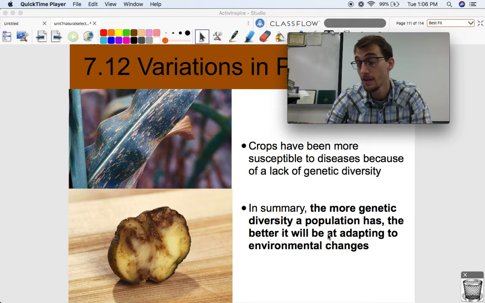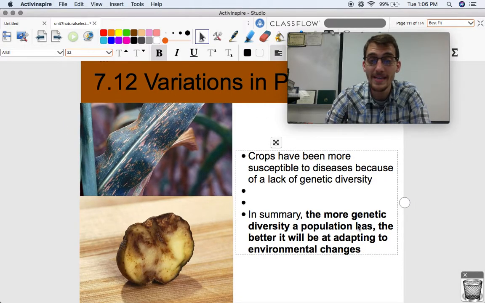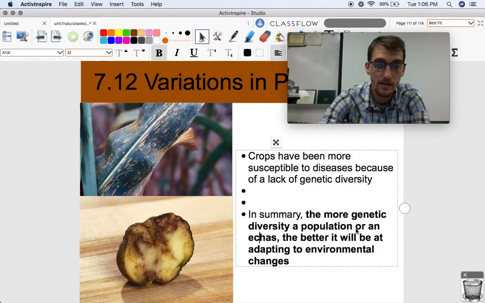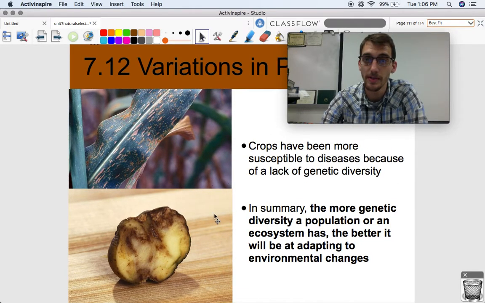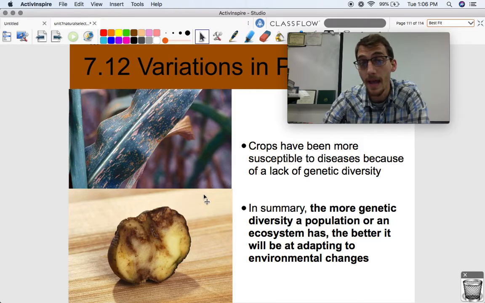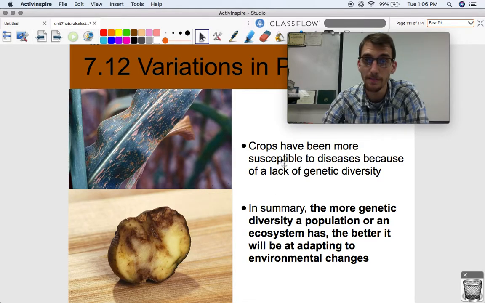So in summary, the more genetic diversity the population has, the better. The more genetic diversity a population or an ecosystem has, the better it will be able to adapt to environmental changes, do natural selection, and thus survive.